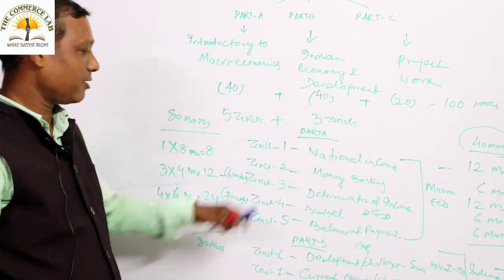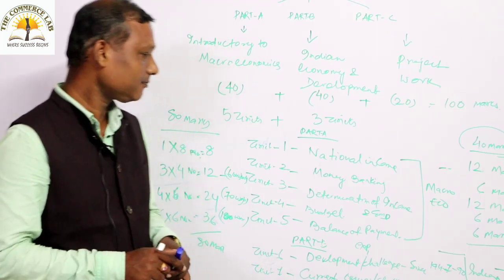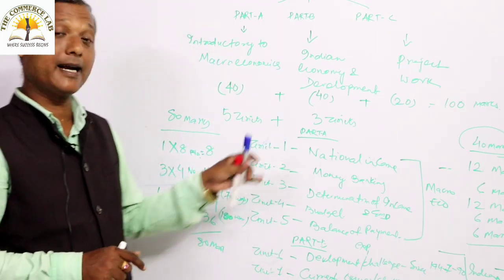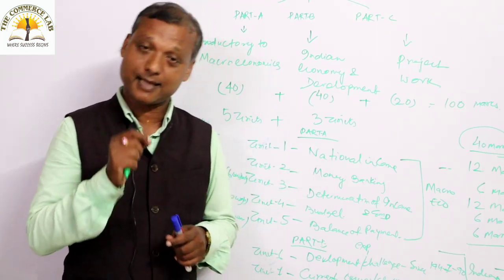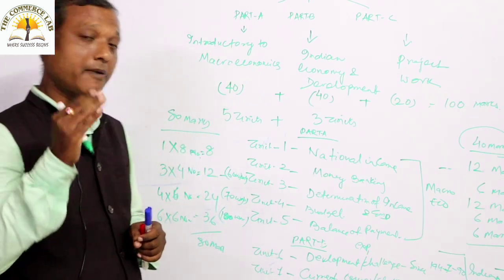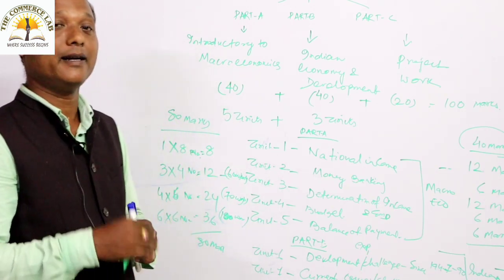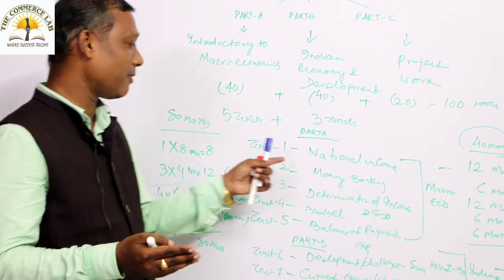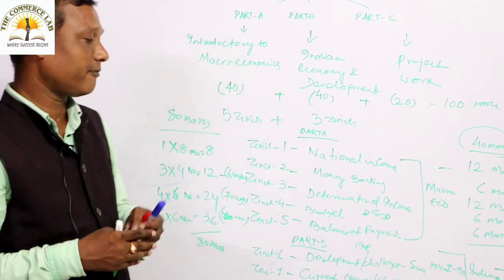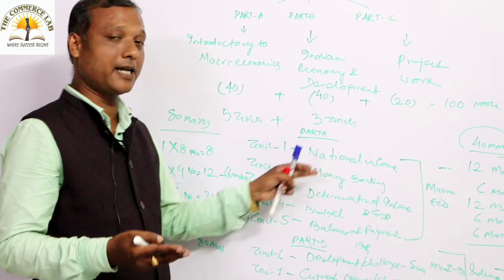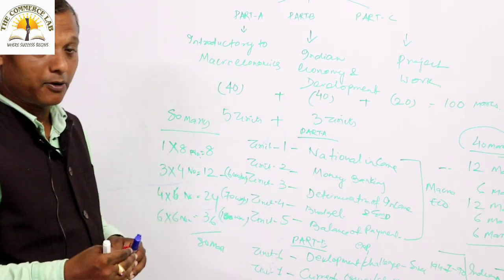Your first unit will be national income. As I told you, under national income we will study what is national income. I hope you have already studied national income at school level, in 9th and 10th standard. We will go for a deeper study under this chapter. What is national income? We will study.